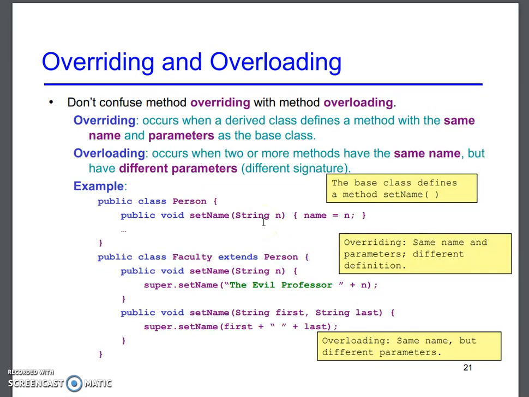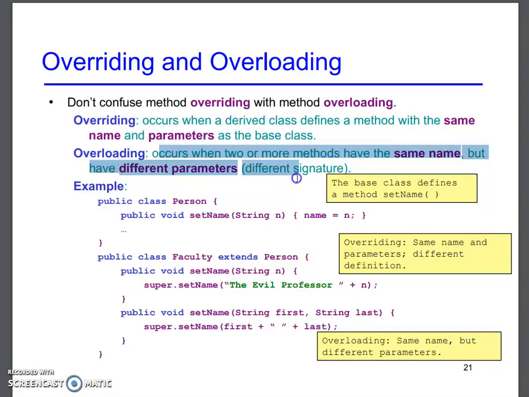All right, we'll go back to overriding. We also have this thing called overloading. Overloading is when we have multiple functions of the same name, but they take different parameters. For example, here the faculty class has two setName methods. They have a setName method with one parameter that takes in a string, but they also have a setName method that takes in two strings. And this is called overloading.